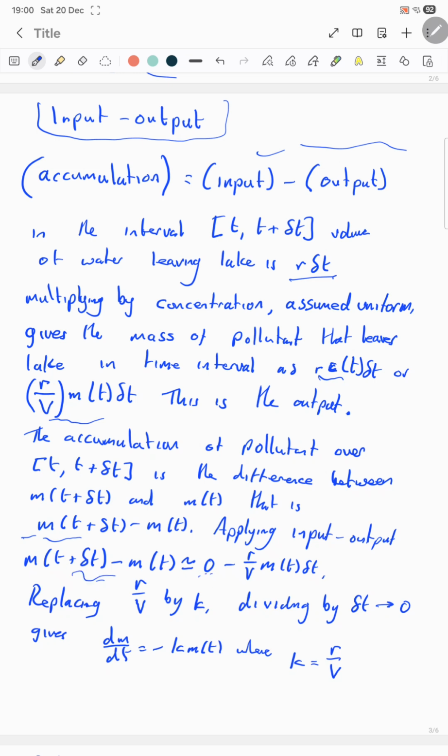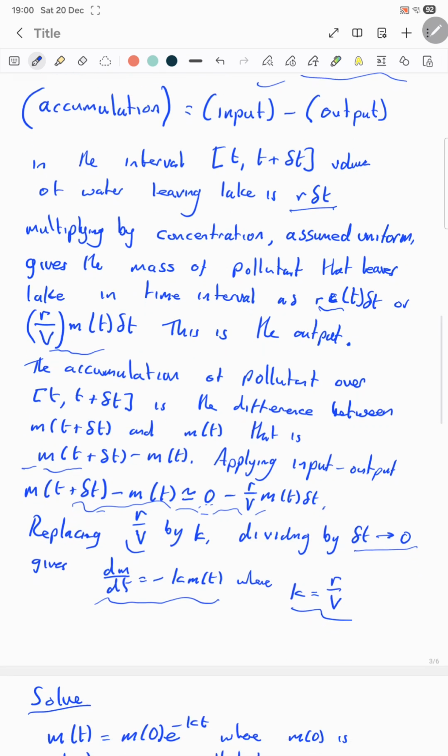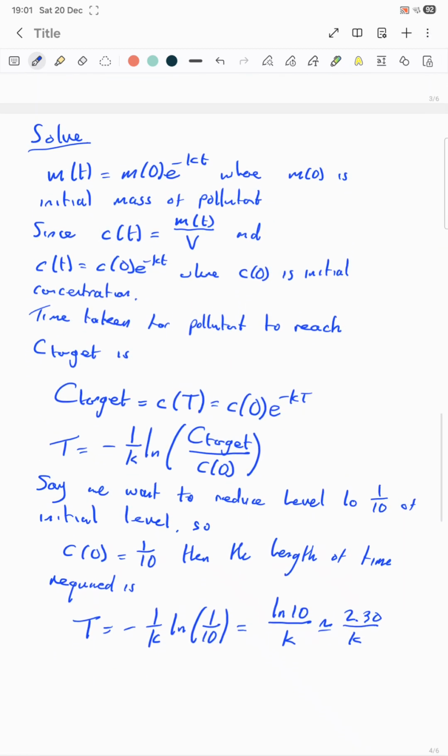Now we apply the input-output principle, where we're just subtracting one from the other. Now we get this here, where the input is 0 because we have nothing coming in, so it is minus R over V M of T delta T, and we replace R over V by K. Now we divide by delta T as delta T goes to 0 to get the derivative here, where, as we already said, K equals R over V. Now that's one differential equation. Now we go about solving this.